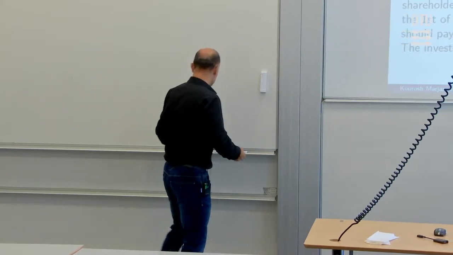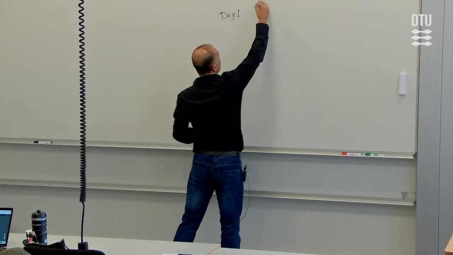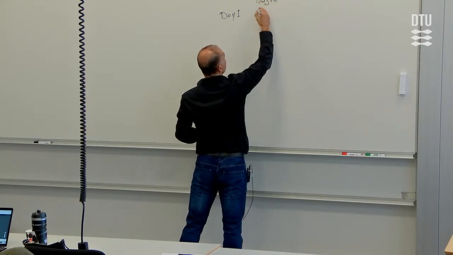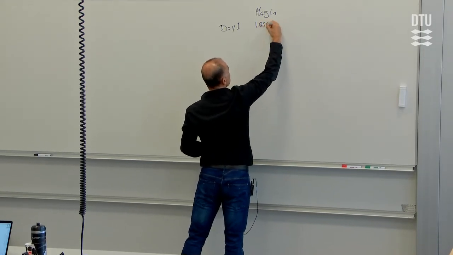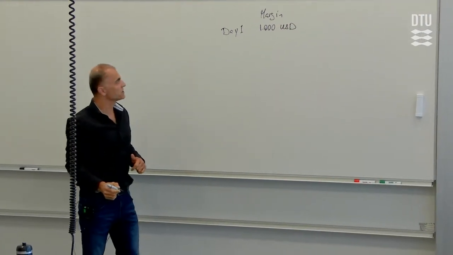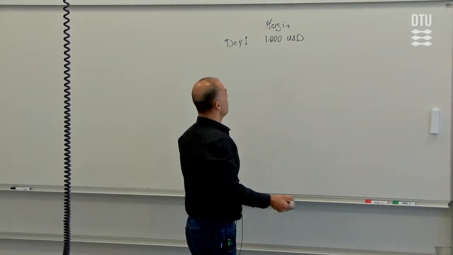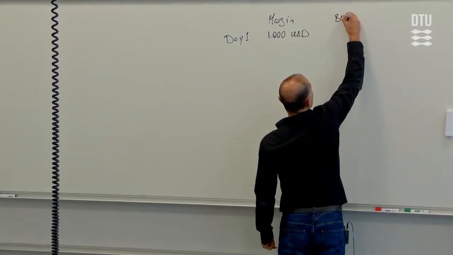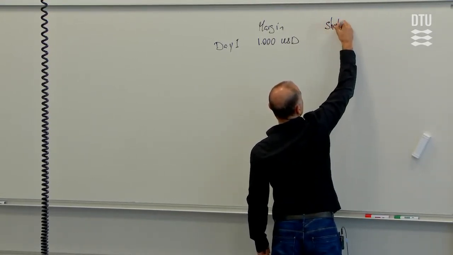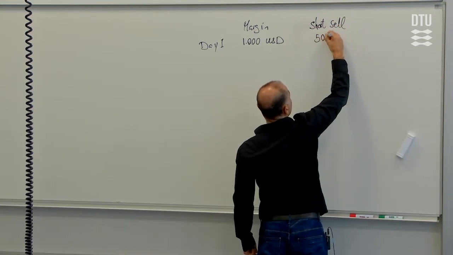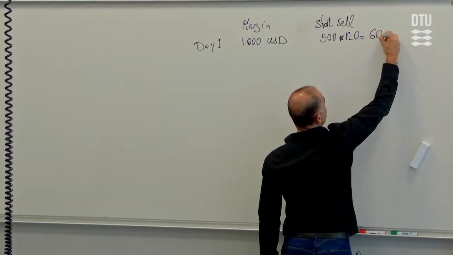So in this case, let's just assume that on day one, I put a margin of, let's say, just 1,000 US dollars. So I have a margin of 1,000 US dollars at day one, right? And the value was 60,000. So I short, or sell essentially. It's called shorting or short selling. So I short sell 500 multiplied by 120. So I have a value of 60,000, right?